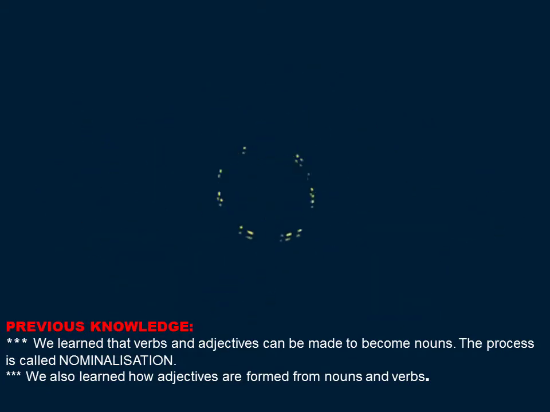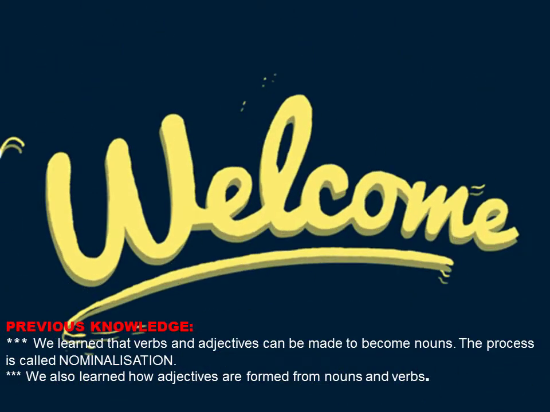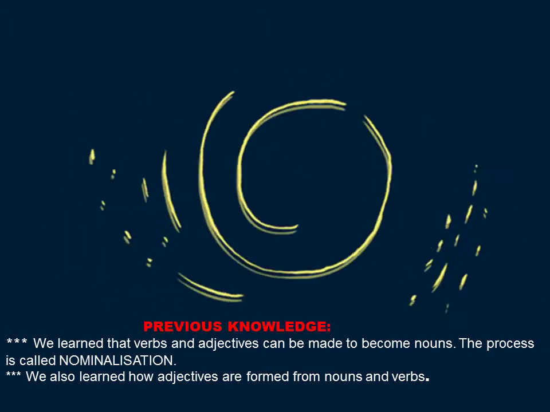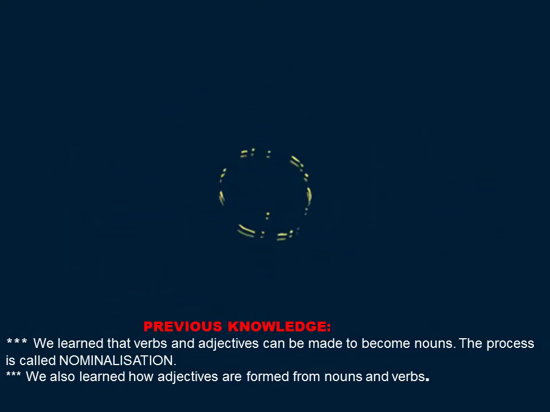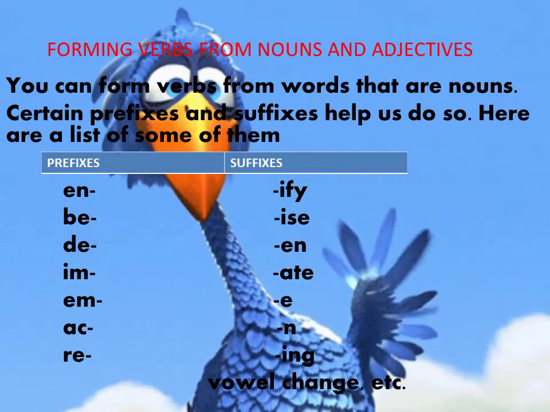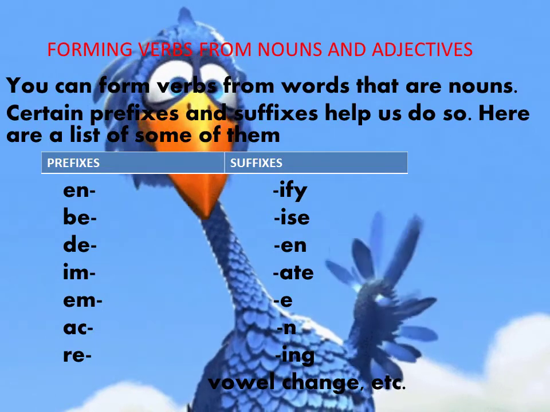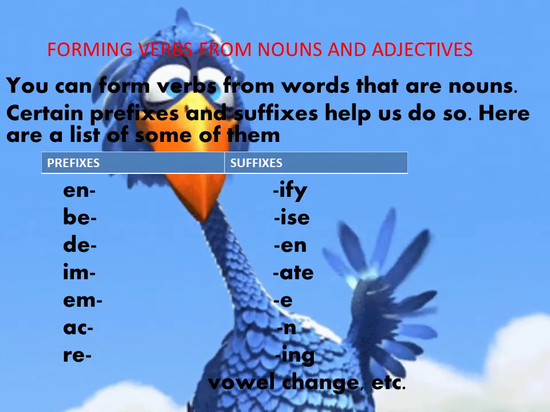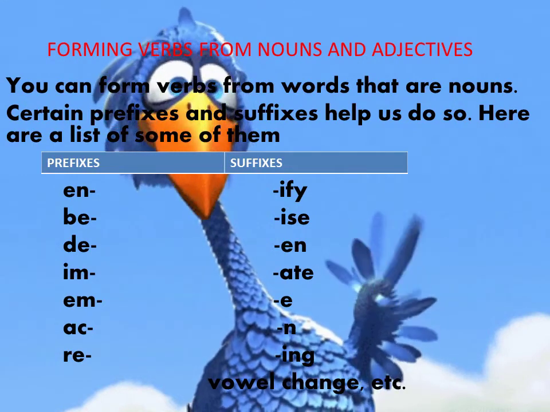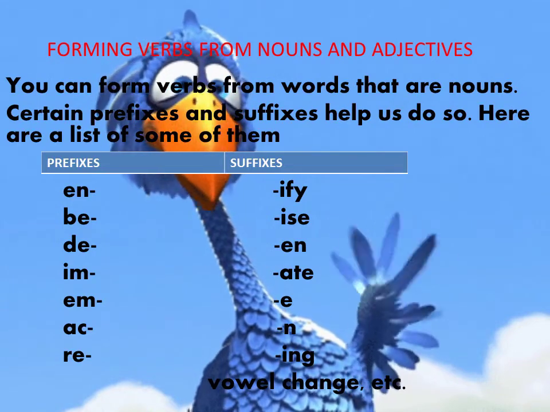Today will be the third in the series of these lectures, and we are going to be looking at a new area. This time we are looking at how to form verbs from nouns and adjectives. In other words, forming verbs from nouns and adjectives. In English language, you can form verbs from words that are not verbs.